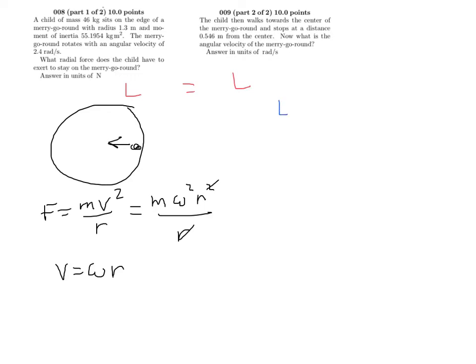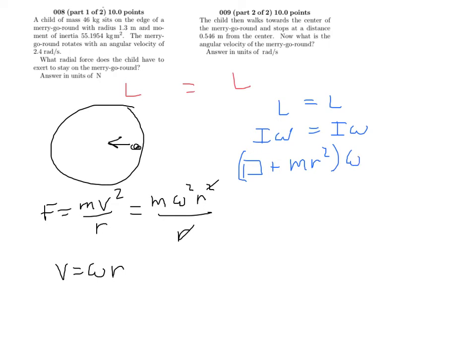So what I have is L equals L. Each L is going to be my I omega beforehand, and my I omega afterwards. The moment of inertia is going to be the total moment of inertia of the kid and the merry-go-round because they're spinning at the same rate. So the moment of inertia for the merry-go-round is given in this number. And then the moment of inertia of the child, since it's a point mass moving around a circle, is going to be m r squared. So that is going to be my moment of inertia total.